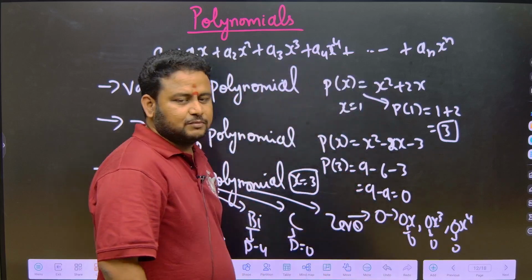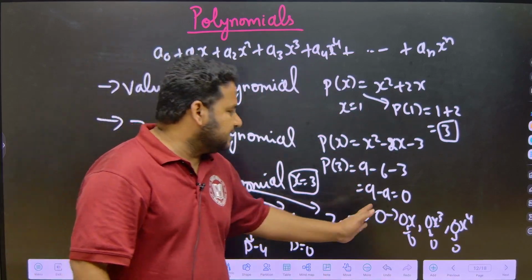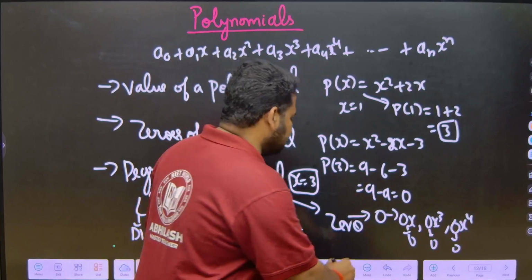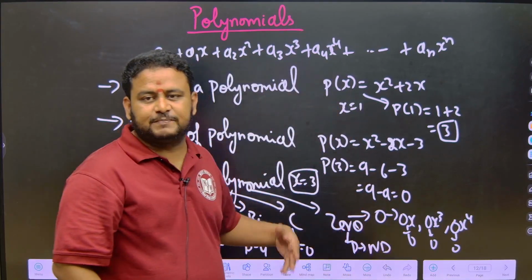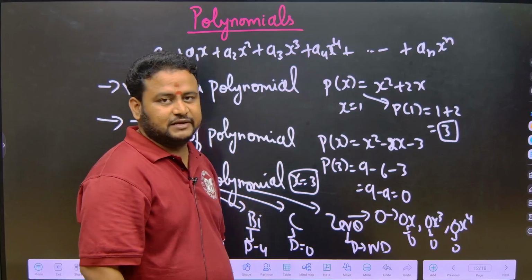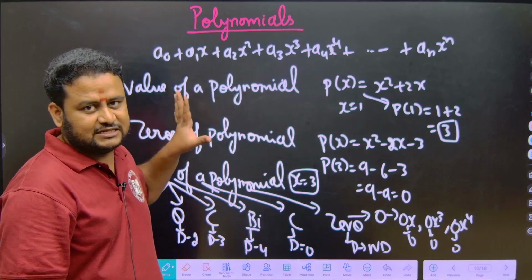For such a polynomial where degree cannot be defined, that is, degree can keep on changing, the degree is not defined. I read it as ND. Degree cannot be defined, that is called zero polynomial. Is it clear? So these are all the basics we learnt in the previous class.